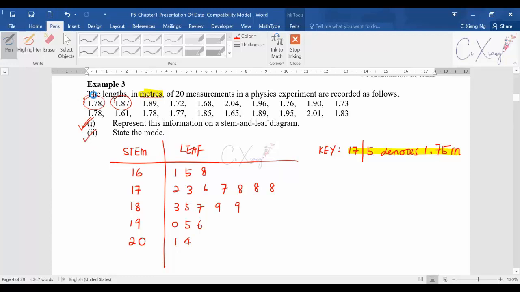Then after that, state the mode. What is the meaning of mode? Still remember, mode is the number that appears the most times in the set of data. When you have a stem and leaf diagram, one of the advantages is you can look through the data in a very easy and clear way, because everything is arranged from smallest to largest. From here you can see very obviously this appears 3 times, so this will be the mode. The mode is not the 8, it is 1.78 meter.